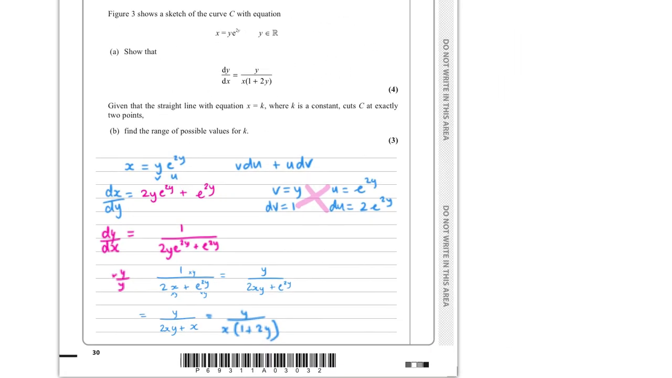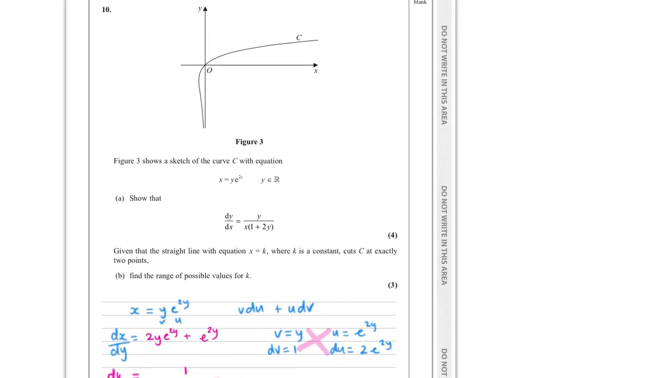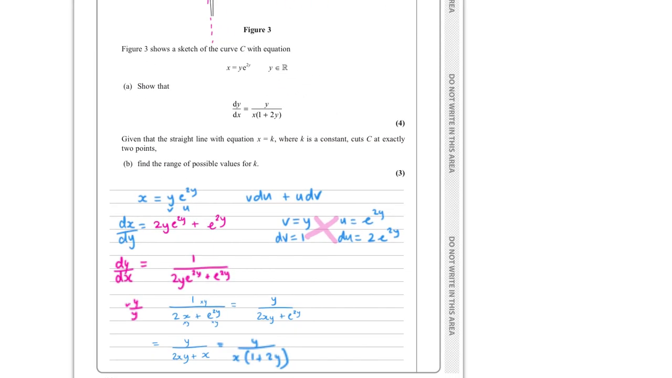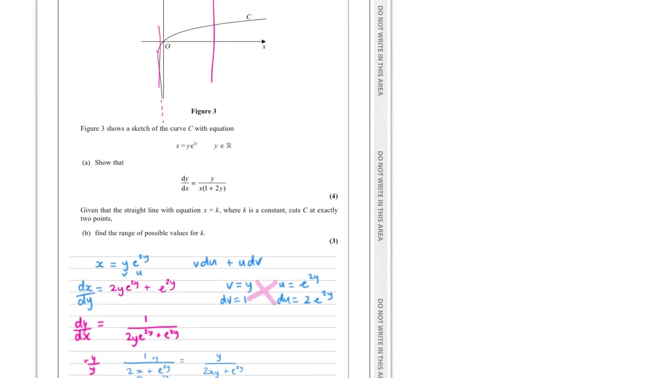Okay, that's great. Now it says, given that the straight line with the equation x equals k, where k is a constant, cuts C at exactly 2 points. Now I'm looking at this, and if x equals k, x has to equal somewhere here, if that makes sense. Because we know it's an x equals, so it's like this. But if it crosses at 2 distinct points, it needs to be between this asymptote and this bump here. So find the range of possible values of k.